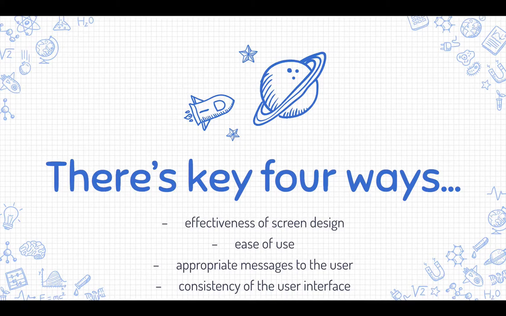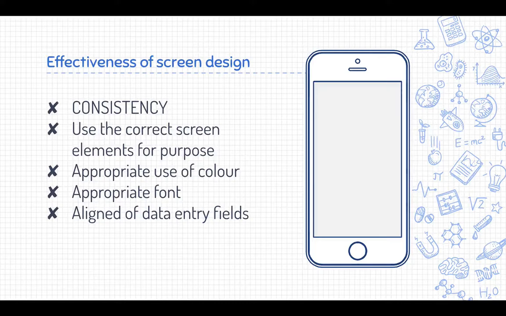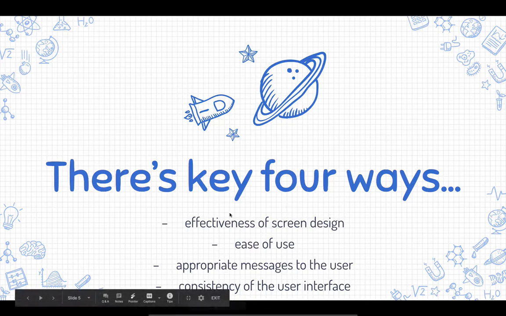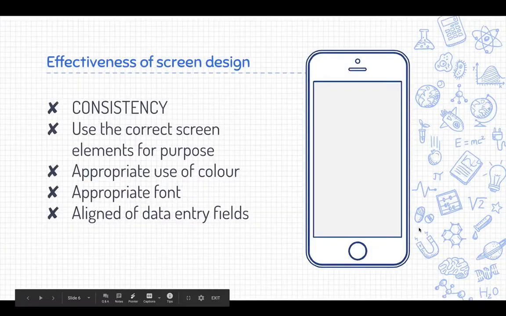You create a user interface that has effective screen design. You follow some rules so it's easy to use. You feed back messages to your user that are clear, and you make sure things in your user interface are where they are expected and you consistently put them in that place. So in terms of effective screen design, we're going to go through a number of things. This is probably the biggest, chunkiest of all of the 4. Effectiveness of screen design is the biggest one.